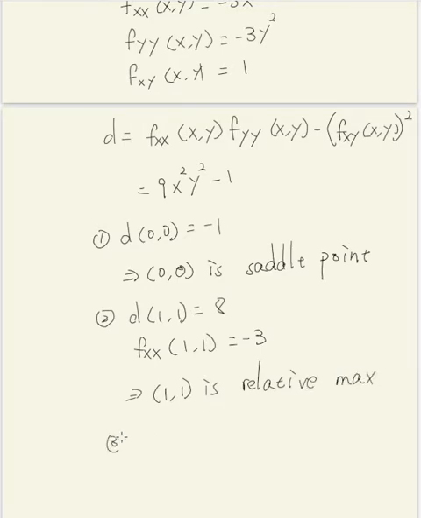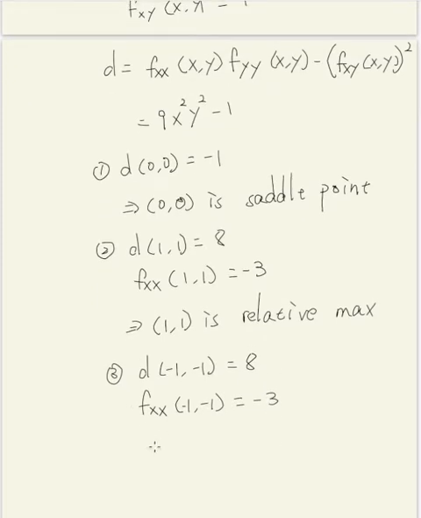And similarly, for the last point, minus 1, minus 1, plug this into D and fxx respectively. D of minus 1, minus 1, again, equals 8. And fxx of minus 1, minus 1 is minus 3. Therefore, minus 1, minus 1 is also a relative max.